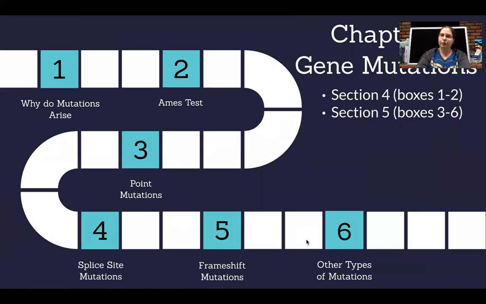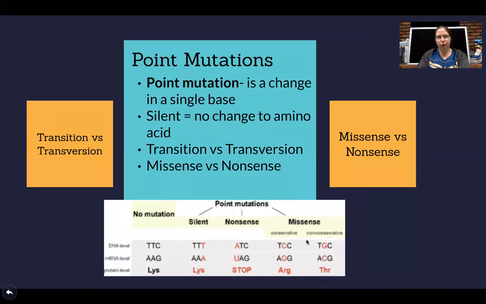All right, let's talk about types of mutations. First one, we have these things called point mutations. Now, a point mutation is when there is a change to one single base, just one. So we have a change to a base. Now, sometimes there's zero effect. So it just kind of results in the same amino acid.